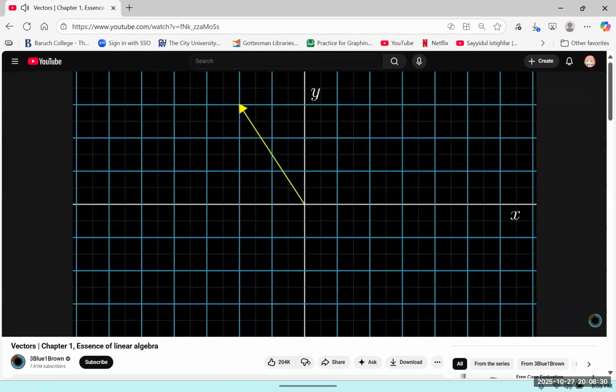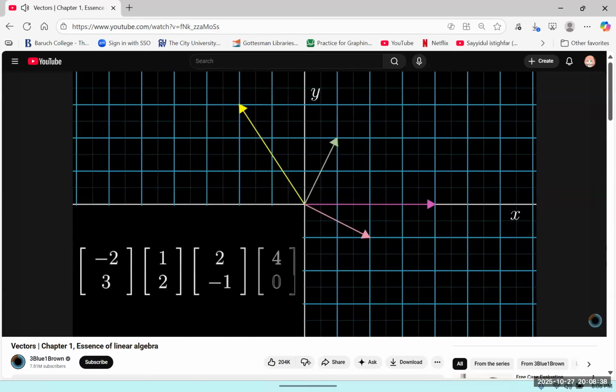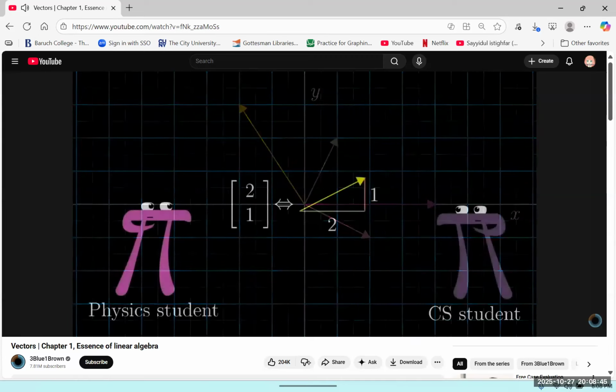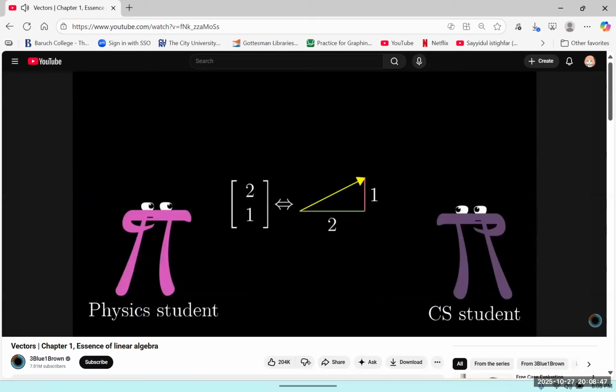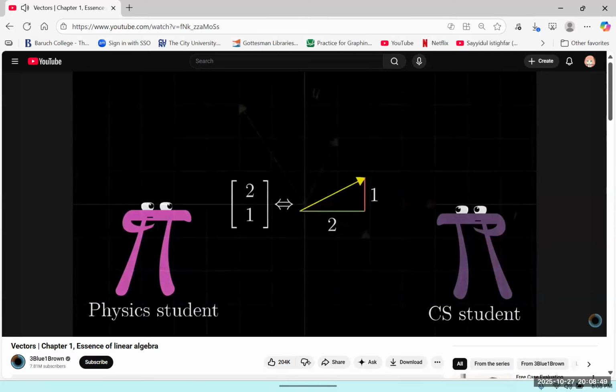Then, once you understand a new concept in the context of arrows in space, we'll translate it over to the list of numbers point of view, which we can do by considering the coordinates of the vector. Now, while I'm sure that many of you are already familiar with this coordinate system, it's worth walking through explicitly, since this is where all of the important back and forth happens between the two perspectives of linear algebra.